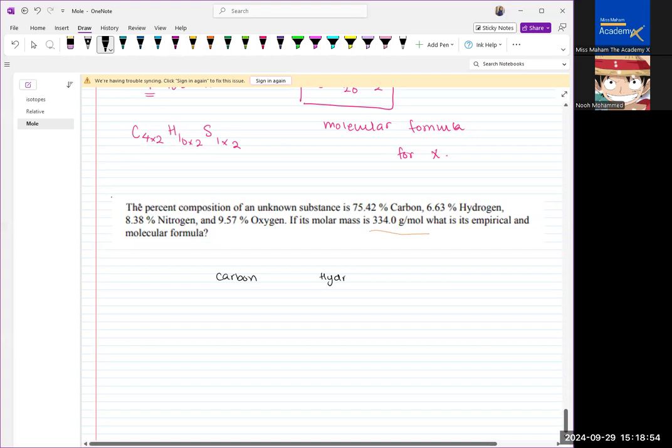hydrogen, nitrogen. So for carbon, we have 75.42. Hydrogen, we have 8.38. Nitrogen, we have 9.57%. First step, what is it?